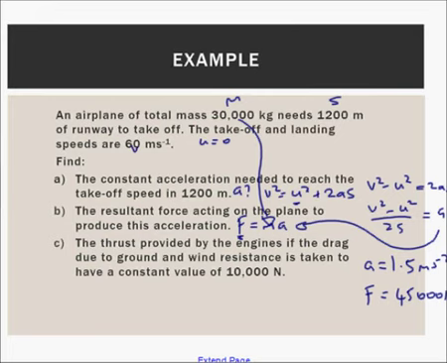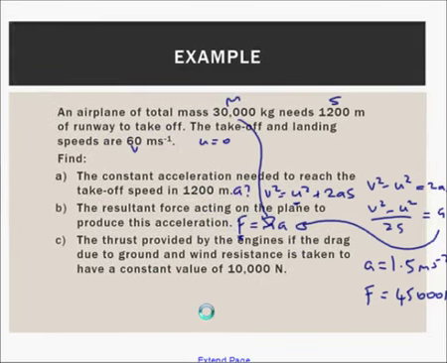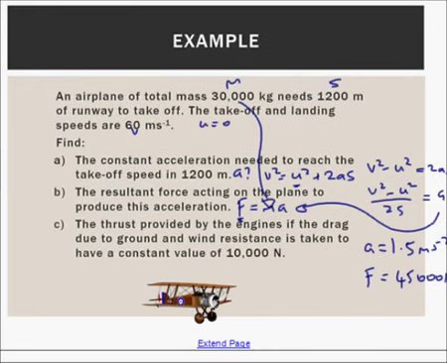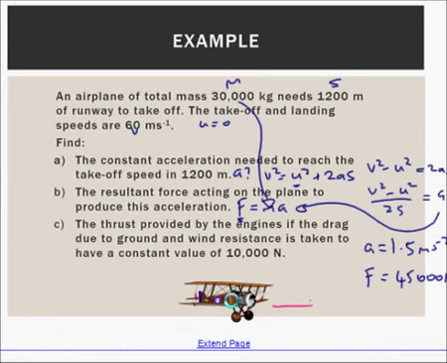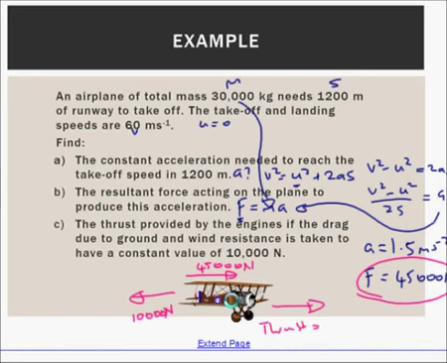So if we look at this plane, we've got a plane in here with a forward force of a certain amount. We've got a backwards force of a certain amount, which is 10,000. That's your air resistance. And what we calculated here was the resultant force of 45,000 newtons. So that's the difference between the forward force and the backwards force. So that means the thrust must be equal to 55,000 newtons.